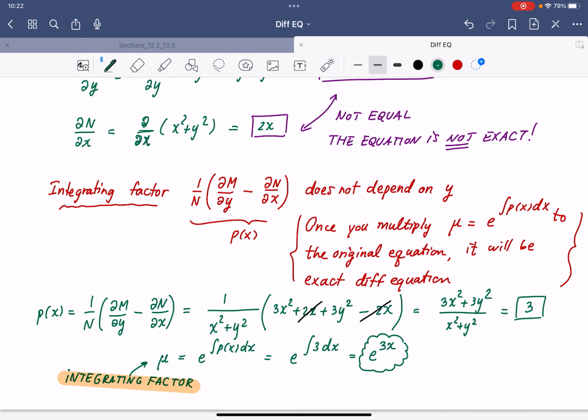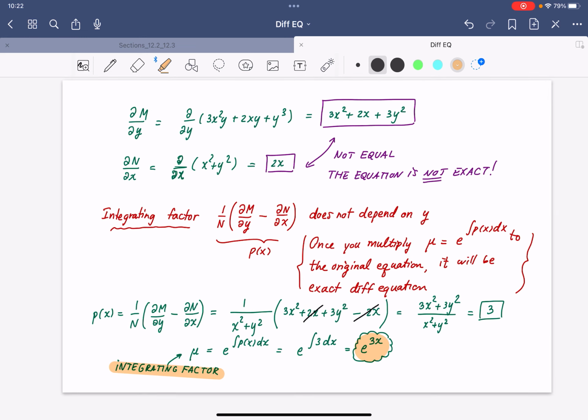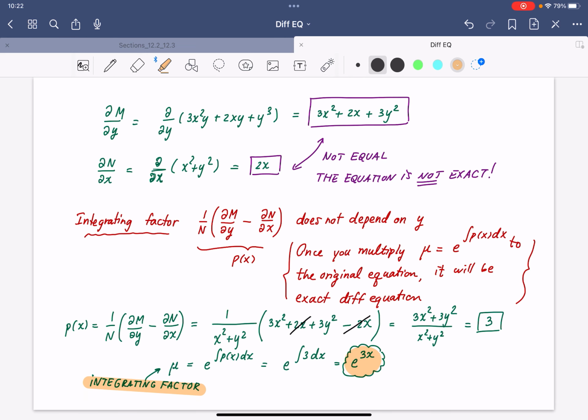So this is called the integrating factor, and it is the one that, when you multiply it to the equation, you get back the exact differential equation. I'm gonna show you in a minute, but let some of you take the notes first.